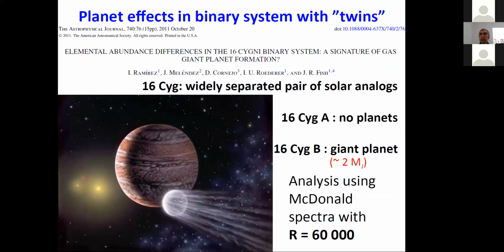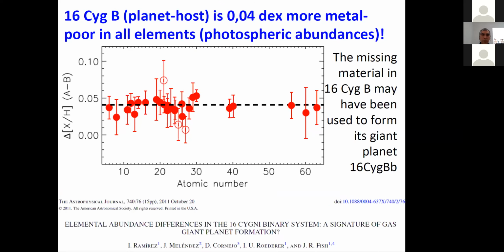So the case of 16 Cygni is the ideal system to test abundance anomalies due to planets, because one of the stars has a giant planet, and the other star doesn't have a planet, at least it doesn't have a giant planet. And both stars are solar twins, so we can get very, very high precision. For this system, Ivan Ramirez showed that 16 Cygni A is more abundant in all chemical elements.